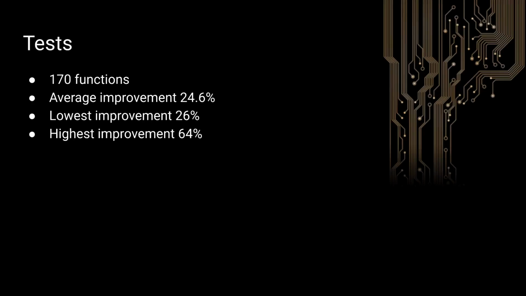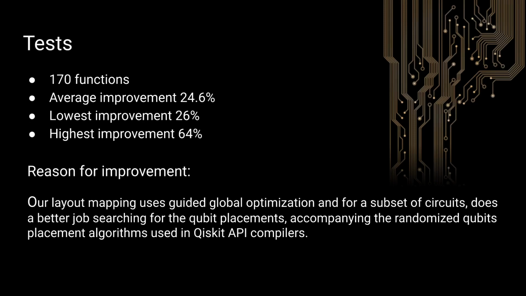We performed test runs on more than 170 benchmarks. On average, the CIG improvement over the best IBM result is 24.6%, with the lowest improvement being 26%, and the highest improvement being 64%. Our proposed method improved in some cases the default cost of the IBM Q approach. This is possibly due to the fact that our layout mapping uses guided global optimization and for a subset of circuits does a better job searching for the qubit placements, compared to the randomized qubit placement algorithms used in the Qiskit API compilers.